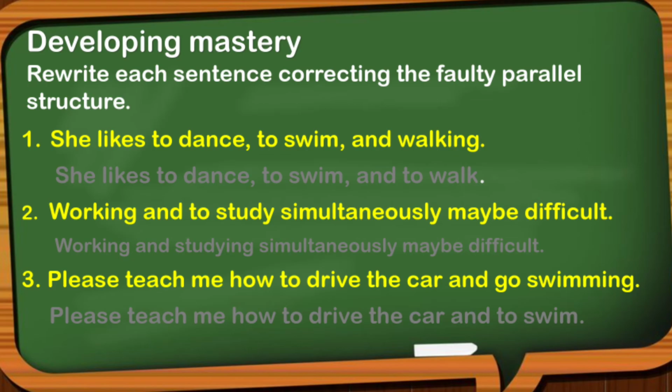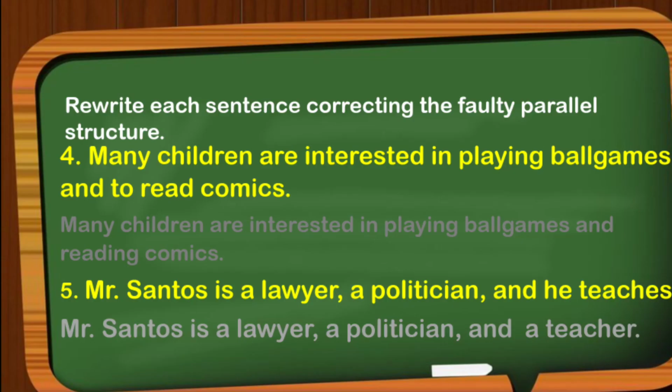Very nice. For the number 4, many children are interested in playing ball games and reading comics. Instead of to read comics, we've used reading comics in order to make it parallel structure. Next, Mr. Santos is a lawyer, a politician, and a teacher. To make it parallel with his positions, the lawyer and politician, we made it teacher. So he teaches into a teacher. Did you get it? Okay, who got a perfect score?